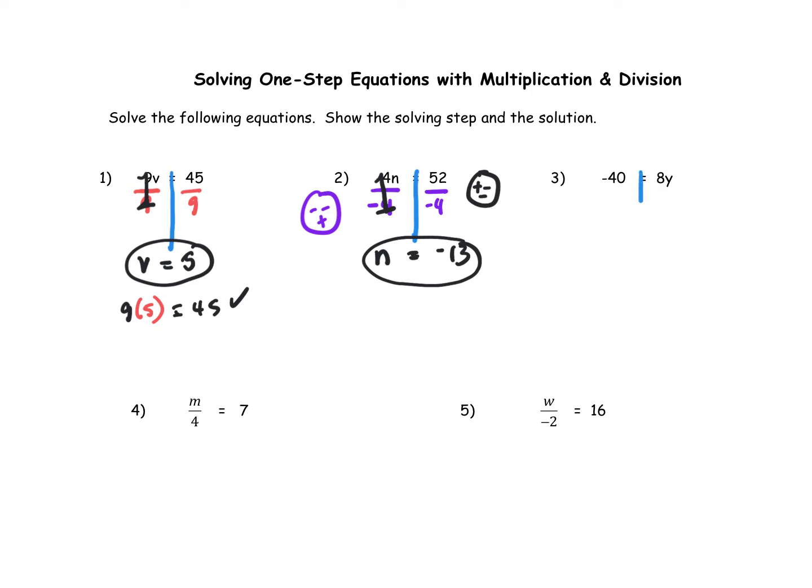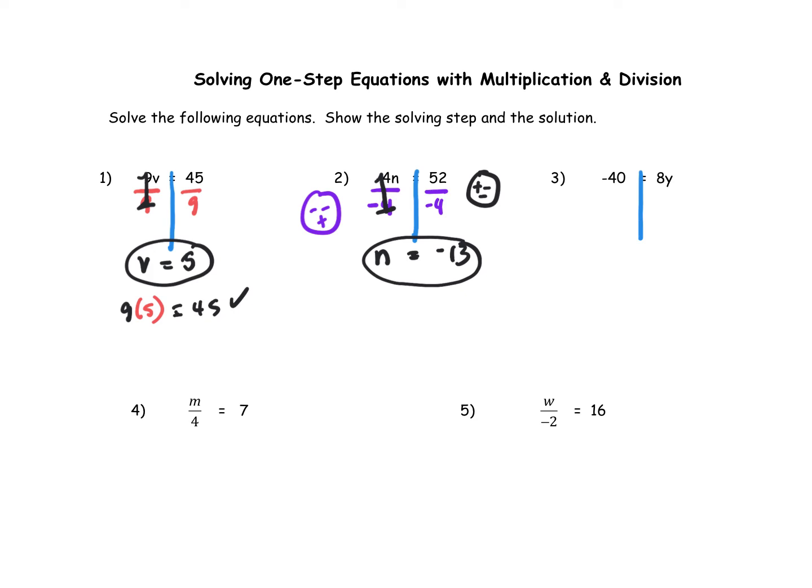Number 3, you might notice, is backwards. Again, as we've discussed, if you don't like seeing a problem written backwards, you can just shift it. You can write 8y on this side and -40 on the other side. That's certainly something that you can do if you prefer. However, we can't solve this as given.